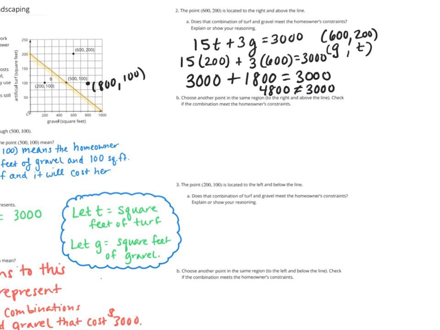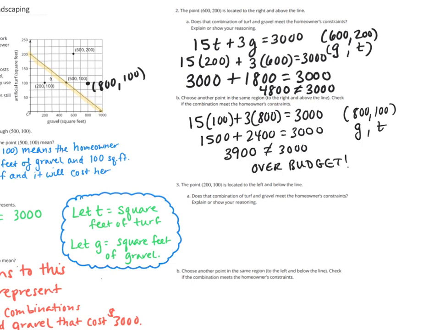Choose another point in the same region to the right and above the line. Check if the combination meets the homeowner's constraints. So we're going to do the same thing, but this time we're going to use 800 and 100. Remember, you've got G and T. All right, once again, we're over budget by like $900. So that's still not going to work because she wants to stay at or below $3,000.